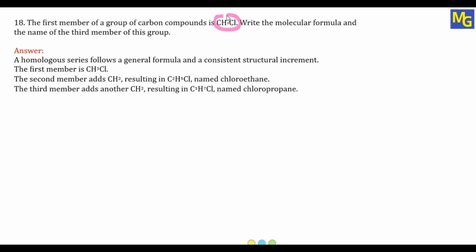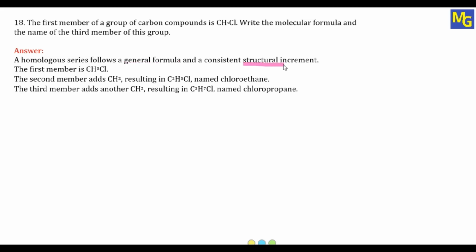So what is a homologous series? It is a series or a group of compounds which will have a difference of CH2 group. Remember, this is a group of compounds which will have a difference of CH2 group. So by creating the CH2 group difference, we are going to create a series. A homologous series follows a general formula and consistent structural increment. So in a homologous series, all the molecules will have the same general formula and a consistent structural formula.